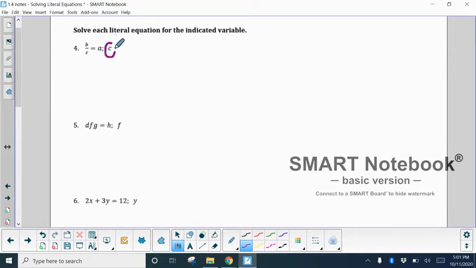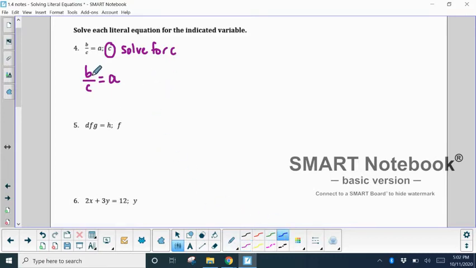This means we're going to solve for C because it's after the semicolon. So we're going to solve for C. We're going to get that C by itself. Okay, so I'm going to rewrite it. It's B divided by C equals A. And we want to get the C by itself.